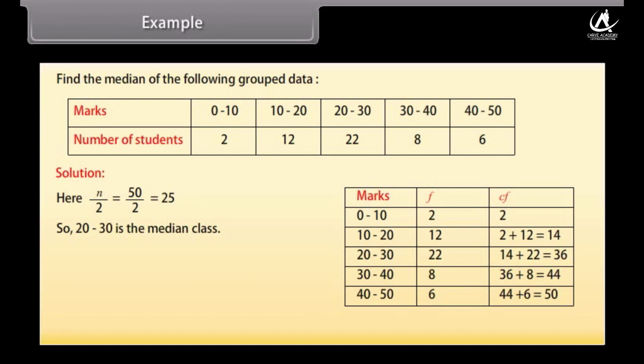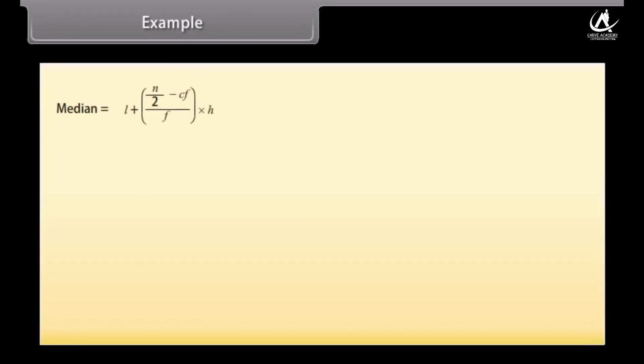So, 20 to 30 is the median class. Now, L is 20, h is 10, CF is 14, f is 22. And then we calculate the median using the formula given below: L plus n by 2 minus CF, that is divided by f and multiplied by h.